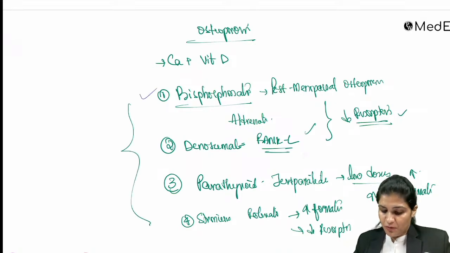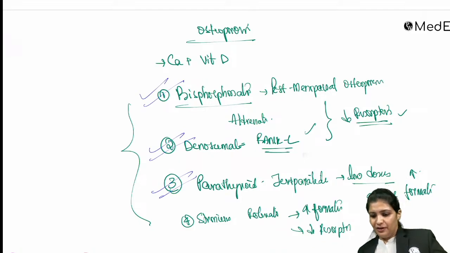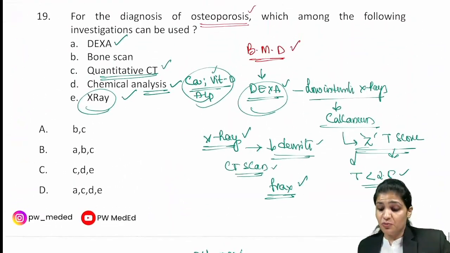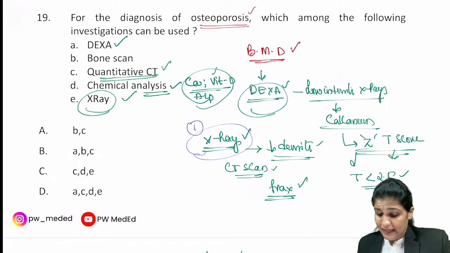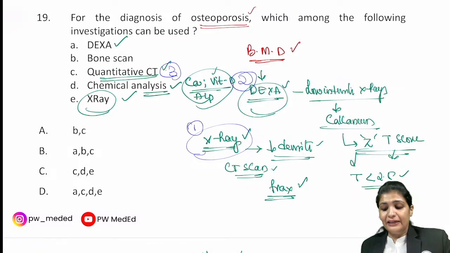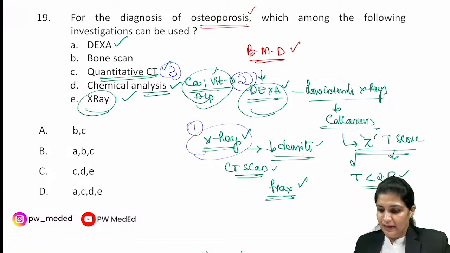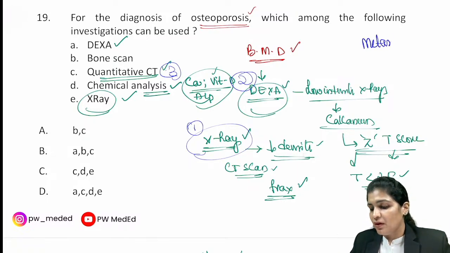So first you start with the bisphosphonate, then you go with denosumab, and finally with the parathyroid, right? So this is the treatment for osteoporosis. And for the investigations, you start with the X-ray first, and then you go for DEXA, and the third one is a CT, and finally you do the chemical analysis to rule out all other conditions.